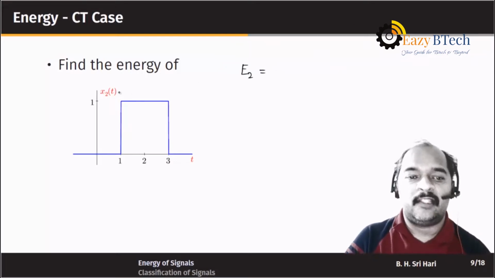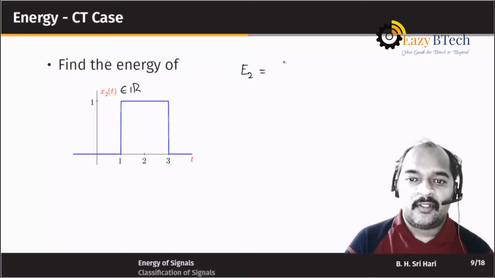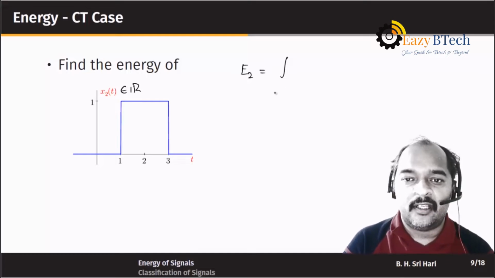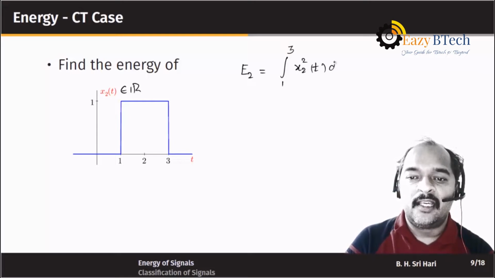Because this signal is also real, we can use the first equation. The integral limits actually should be from minus infinity to infinity, but this signal exists only from 1 to 3, and we will write x2 square of t dt.